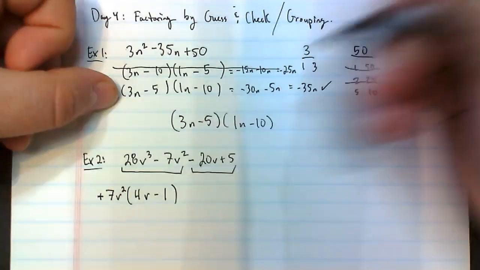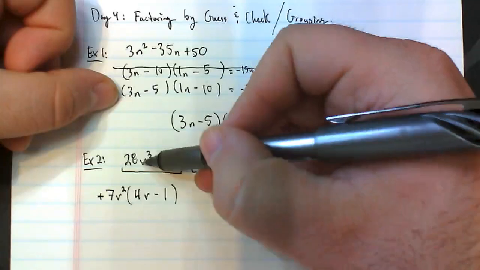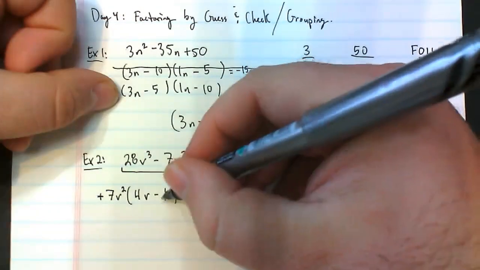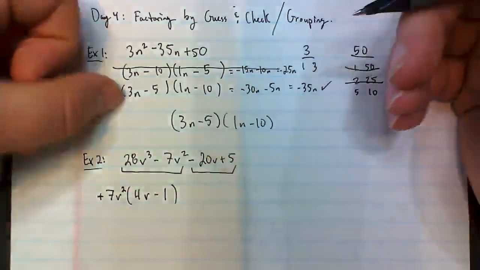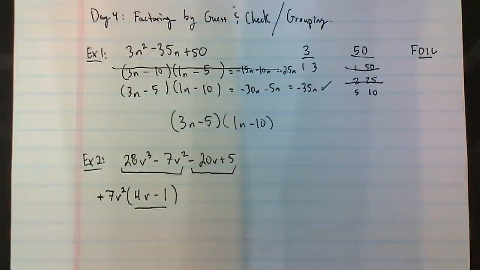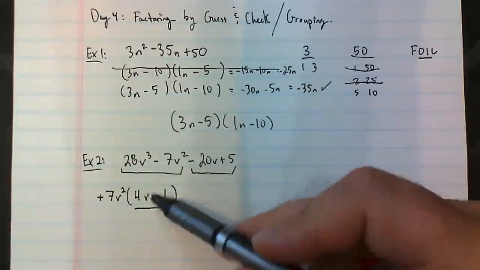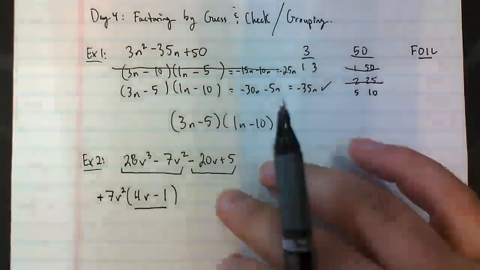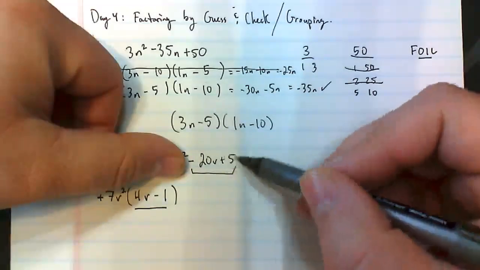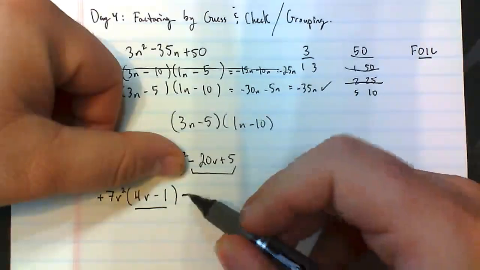And so that would mean that inside of my factors here is actually, you know what, I'm going to change that. I'm going to make that a +7. So that would mean inside my factors here that I have a 4v minus 1. Okay? 7v squared times 4v is 28v cubed, and 7v squared times -1 is -7v squared.